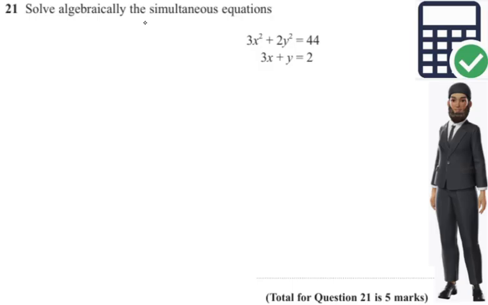Solve algebraically the simultaneous equations. We have 3x squared plus 2y squared equals 44. Let's call that equation number 1. And we have 3x plus y equals 2. Let's call this equation 2.